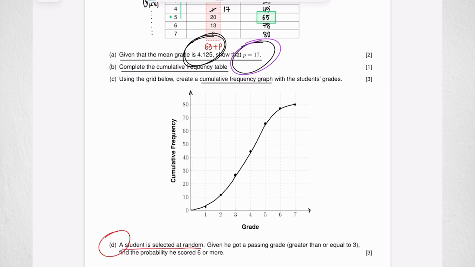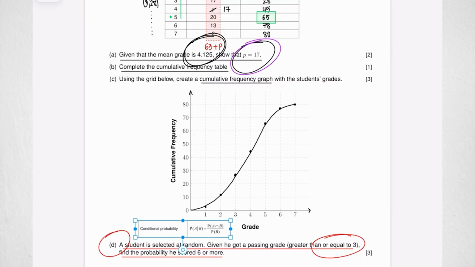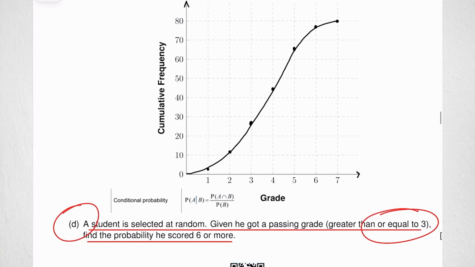A student is selected at random. Given that he got a passing grade, which is a grade that's equal to 3 or greater, find the probability that he scored 6 or more. Well, it's not simple, but it's not super sophisticated. This is a conditional probability, and just as reference, this is the formula for conditional probability. This is the symbol for "given that." So we can translate this into what is the probability that he scored 6 or more, given that he scored a grade which is greater than or equal to 3.